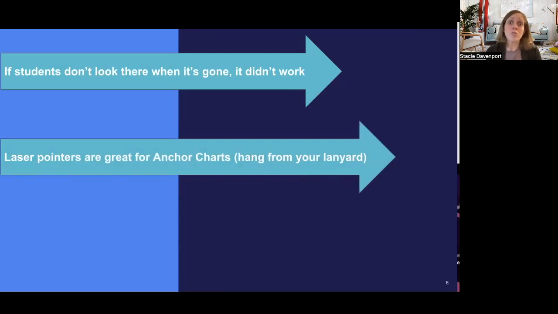The laser pointers are really great for this. I always had my lanyard and then I would have my laser pointer at the end of that. And then I would point to that place on the anchor chart where I wanted them to remember. And it was great because my anchor chart could be any place in the room and I could point to it with that laser.